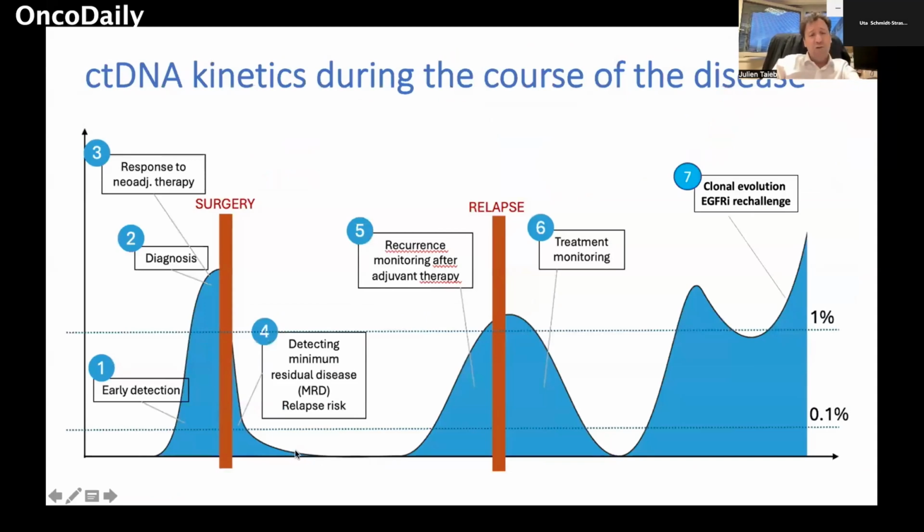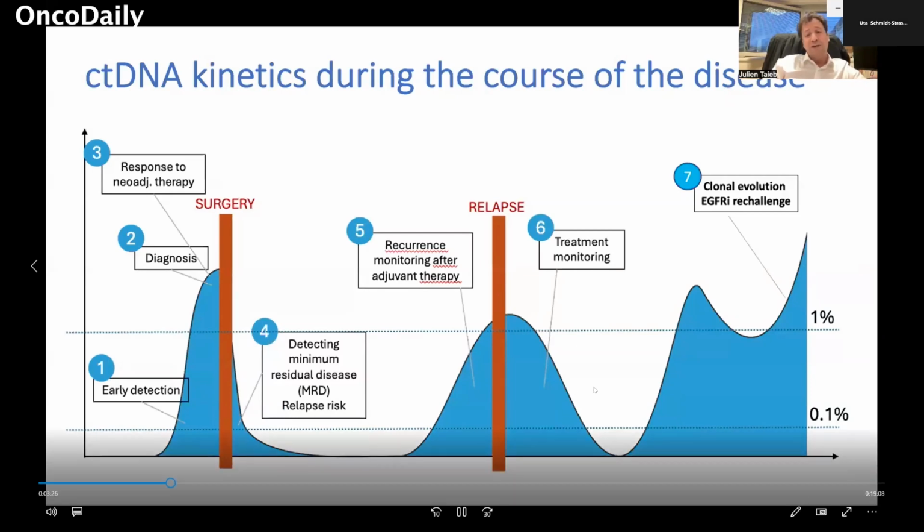If we want to look at the kinetics of ctDNA during the course of the disease, we can imagine that in the future, if the capacity of detection is still improving, maybe we will be able to screen patients with ctDNA. It may be a diagnostic tool. It may also be an important tool to answer what is a good response in the neoadjuvant setting, in addition to CT scan or other imaging methods. Then the idea is to detect minimal residual disease after the surgery, when the patient is resected, to see if there are still some tumor cells in the body. Then you can also detect recurrence, so it may be a surveillance tool in the future.